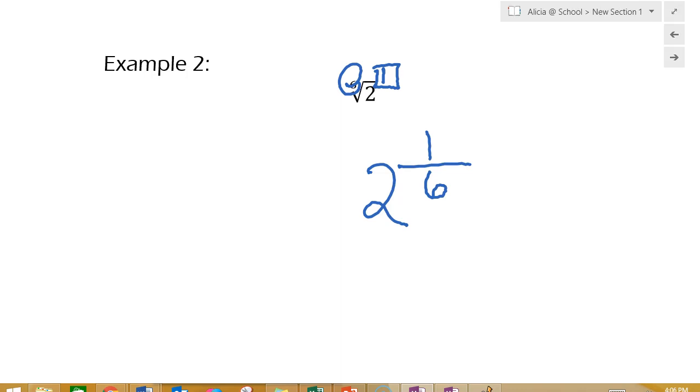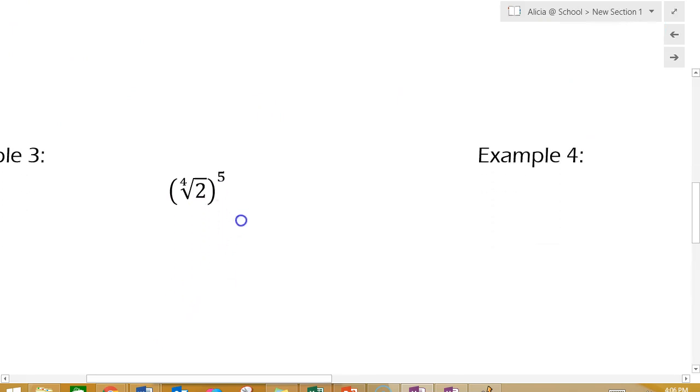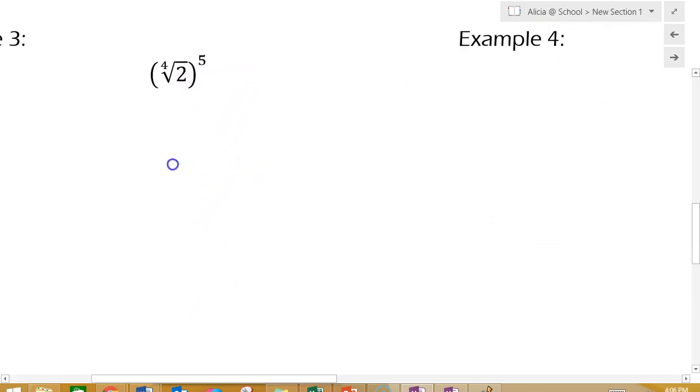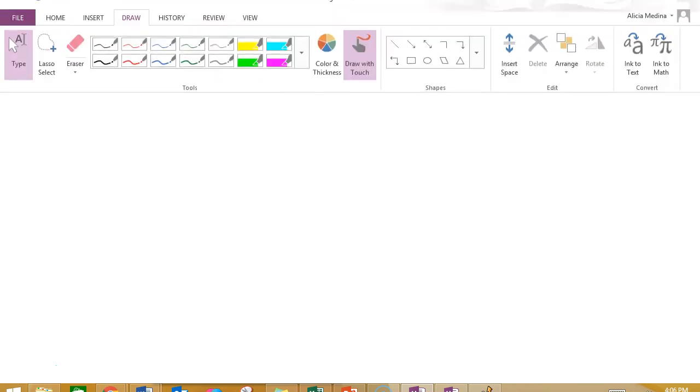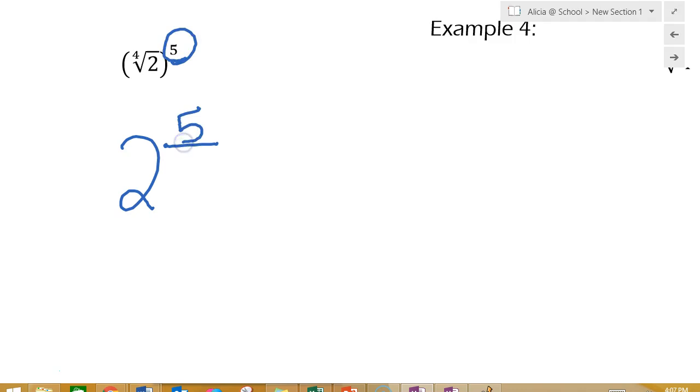And we can scroll down now to example number 3. So looking at this example, I have the 4th root of 2 raised to the 5th power. So again, base stays the same. My exponent is going to be up here, which is 5. That is the numerator. And my denominator comes from that root or that index number, which is 4. I'm good to go. That's my answer.